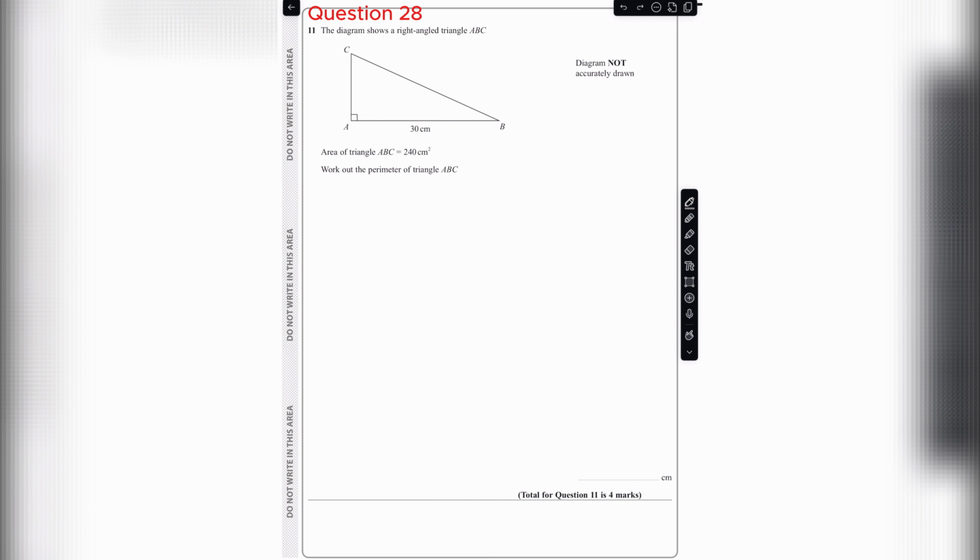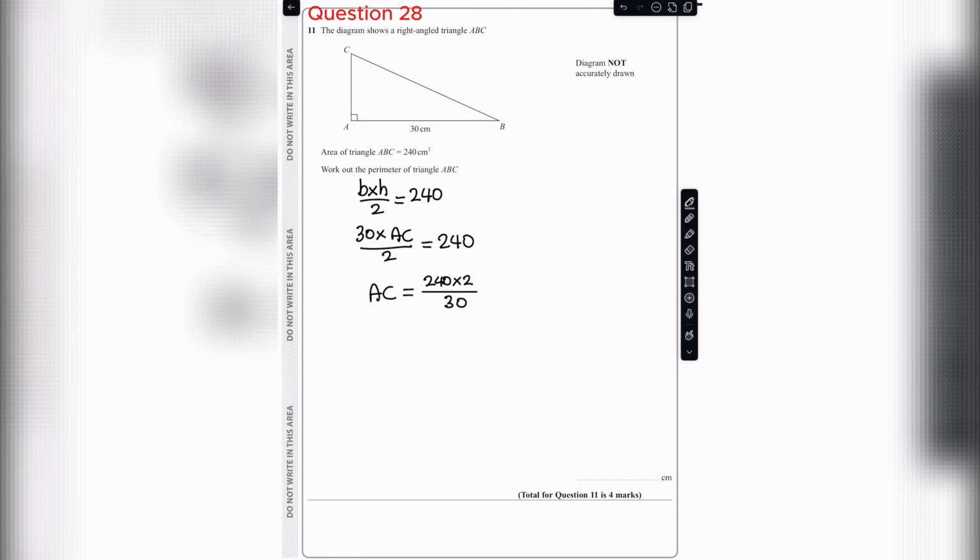In question 11, we are given a right-angled triangle ABC. The area of triangle ABC is 240 centimeters squared. Work out the perimeter of triangle ABC. So given as we have the area of this right angled triangle, we can state that the base multiplied by the height divided by 2 equals 240 centimeters squared. So the base, which is 30, multiplied by your height AC divided by 2 equals 240 centimeters squared. So the length AC can be determined by multiplying 240 and 2 and dividing that answer by 30, and that gives us a value of 16 centimeters.